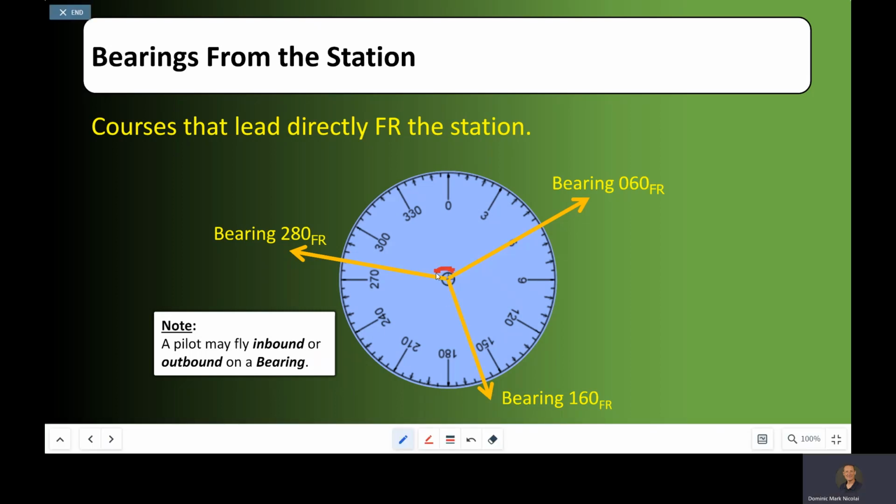So we're at station here. I'm facing 280 degrees. I start walking. I'm on the bearing 280 from the station. I'm proceeding away from station on my west-northwest heading.